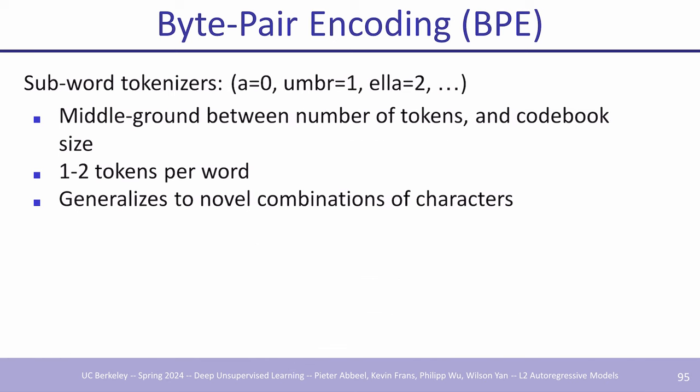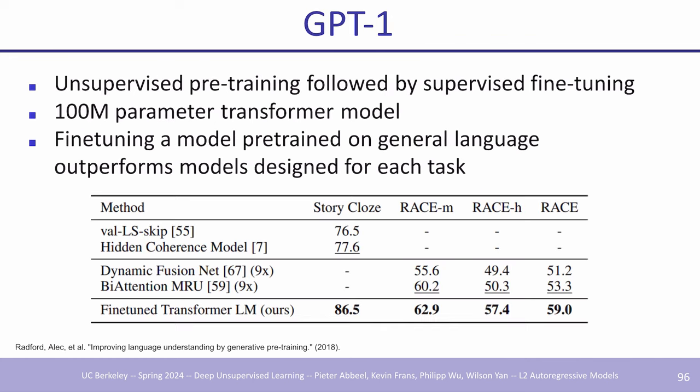So this way it's kind of a middle ground. You get roughly 1 to 2 tokens per word. And it also generalizes to novel combinations of characters, as long as they're made of the original characters. If you only train on English and you try to tokenize Japanese or Chinese, it probably won't work because there's no mapping there. But if you want to come up with a new English word, then that's okay.